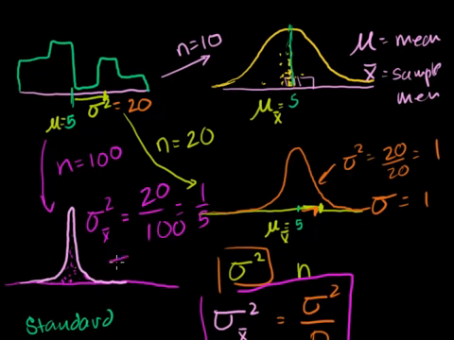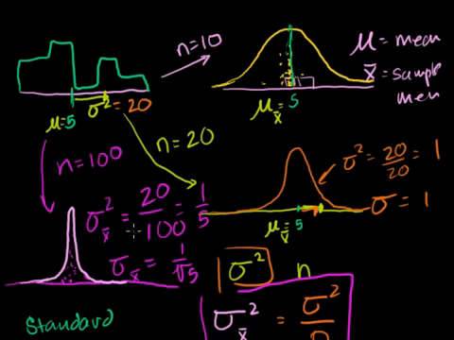Now, this guy's standard deviation, or the standard deviation of the sampling distribution of the sample mean, or the standard error of the mean, is going to be the square root of that. So 1 over the square root of 5. And this will be a little bit under 1/2 standard deviation, while this guy had a standard deviation of 1. So you see it's definitely thinner.